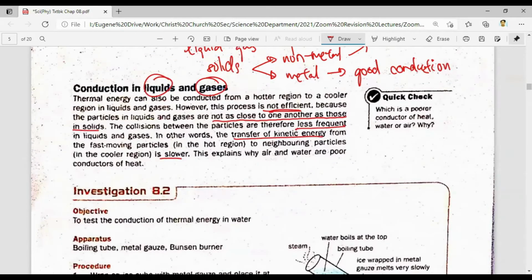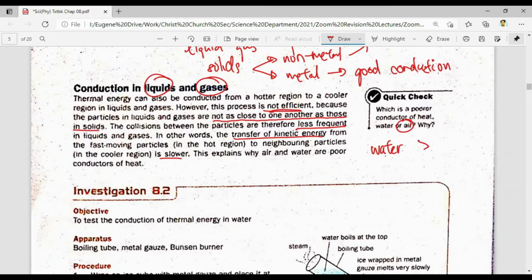I just want to look at this one a bit. Which is a poorer conductor of heat, water or air? The answer is air. Air is a poorer conductor. Based on the logic about the particles being closer together or not, in air the particles are very far apart, so the chance of collision is even lower. Therefore, water is a better conductor of heat than air. But do take note, although water is a better conductor than air, both water and air, because they are liquid and gas, are considered poor conductors.